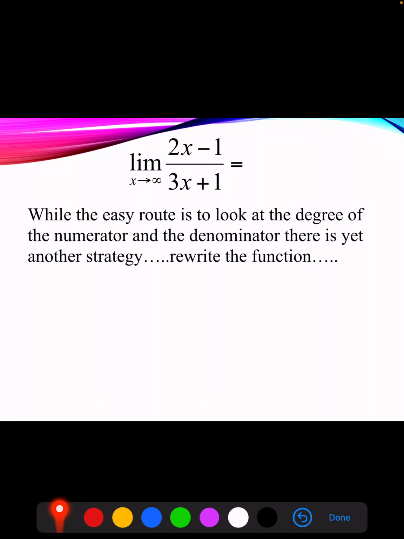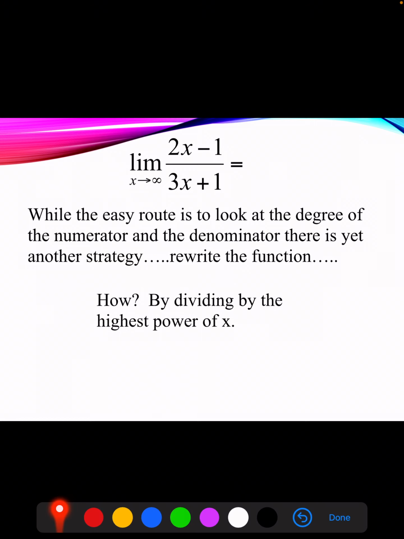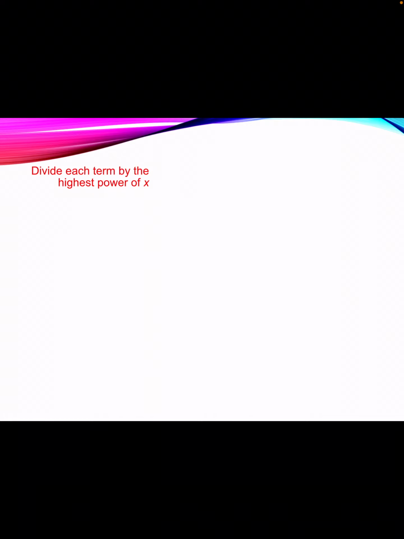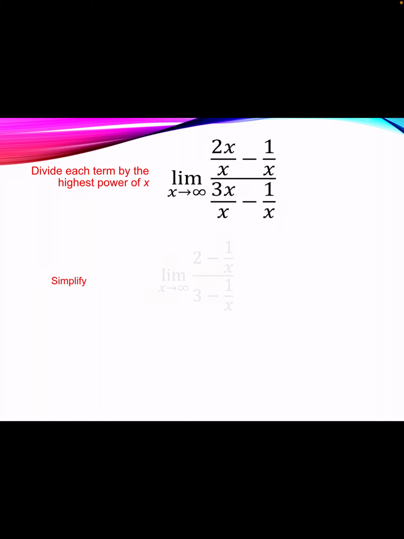But there's another strategy that I want to talk about. We already know the answer to this, so it makes sense to look at a different strategy. I could divide by the highest power of x. What does that give me? It does get a little bit more complex before it gets a little simpler. But when I divide every term by the highest power of x, you can see 2x divided by x, 1 divided by x, 3x divided by x, 1 divided by x. This breaks things down into this concept of c over x to the r.